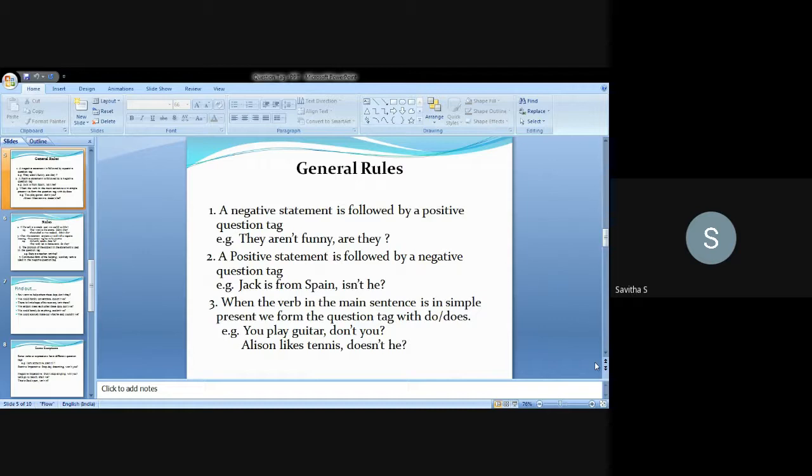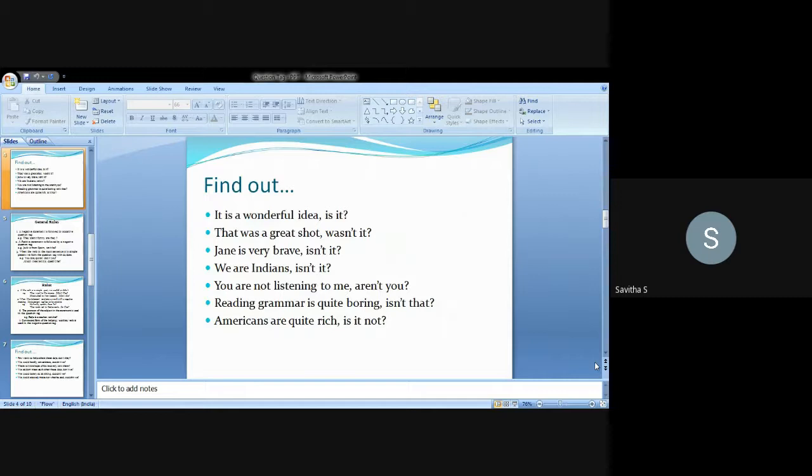Now, look at the examples once again. It is a wonderful idea. Here, the statement is positive, so it requires a negative question tag, isn't it? And not a positive tag, is it? So it should be written as, it is a wonderful idea, isn't it?